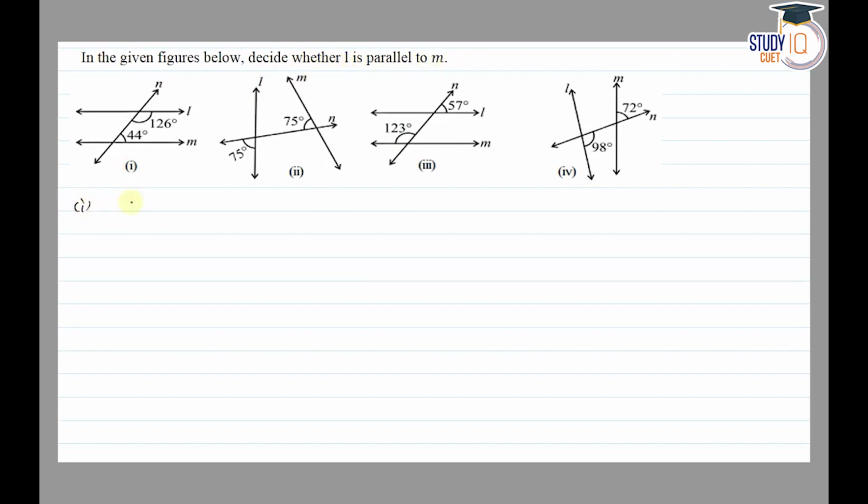So in first, here 44 plus 126, we will take the sum of these two angles. 44 plus 126 is equal to 170 degrees. So these are our interior angles. So the sum of interior angles is not equal to 180. So L is not parallel to M.